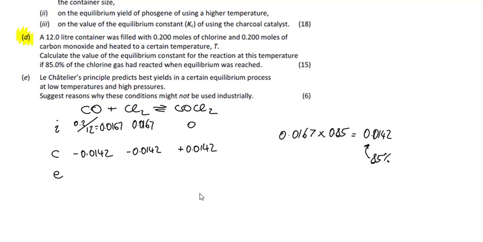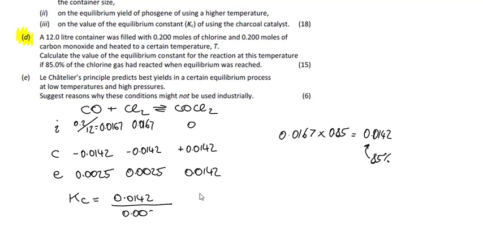And the product will gain by that same amount because the ratio of the reactants to product is 1 to 1 in this chemical equation. So the concentration at equilibrium will simply be the initial concentration minus the change concentration. So there I've got 0.0167 minus 0.0142. That's my equilibrium concentration for the reactants, and that's my equilibrium concentration for the product. And all 3 of those concentrations are in moles per litre.